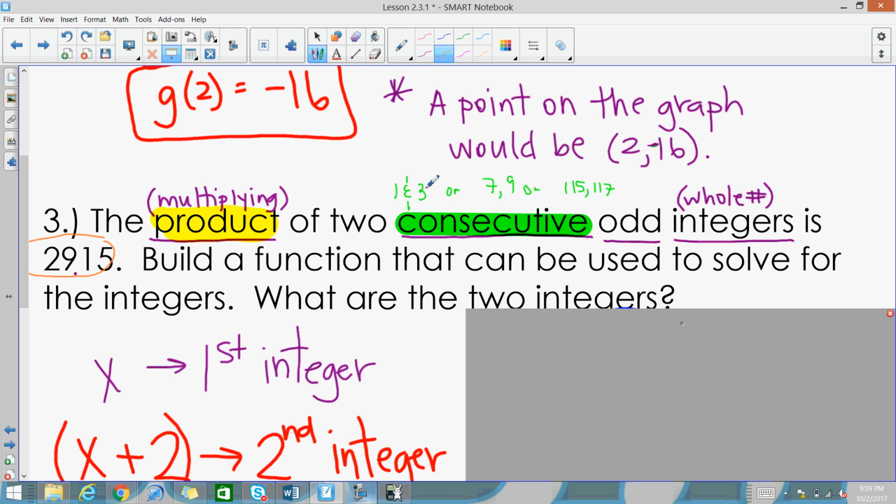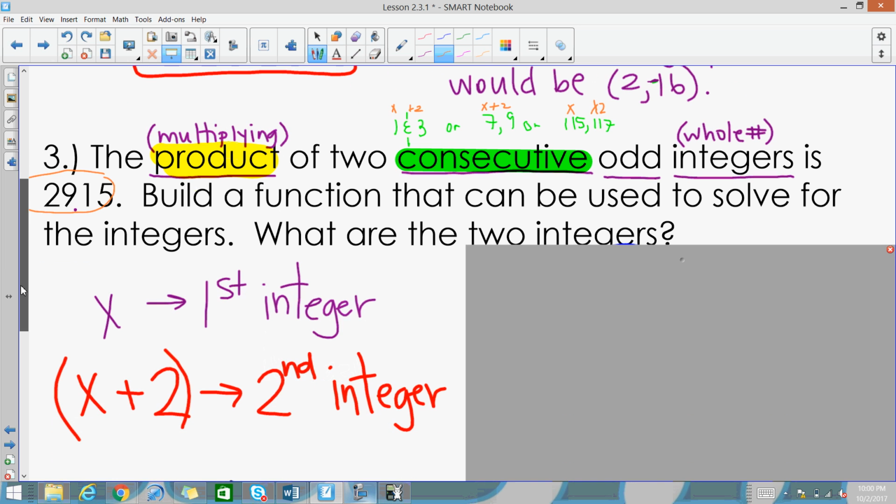And think about it this way. All right, think about it. If we made 1 x, how would you get to 3? You add 2. If we make 7 x, how do you get to 9? Add 2. You would add 2 to it to get to 9. If 115 is x, to get to 117, add 2. So if you see, to get the second integer, you're really just going x plus 2.